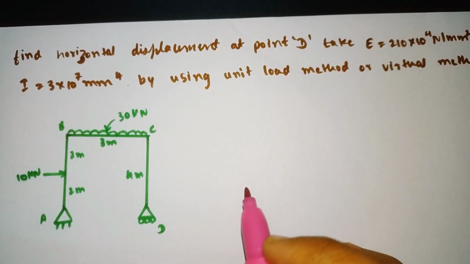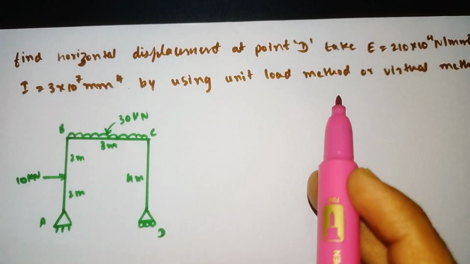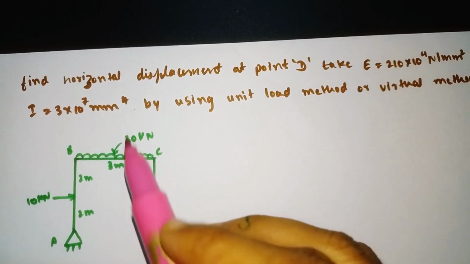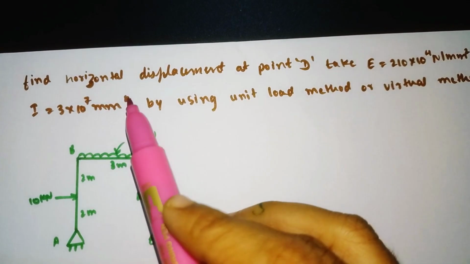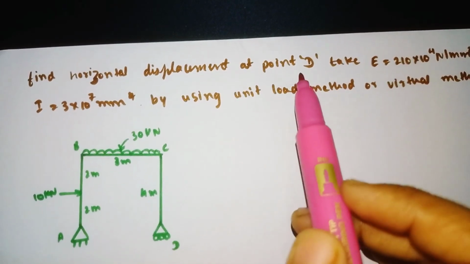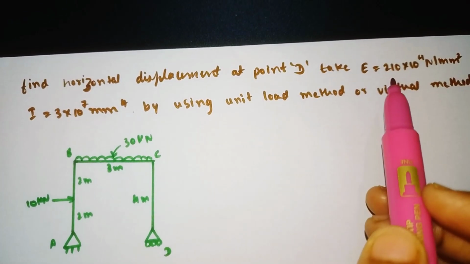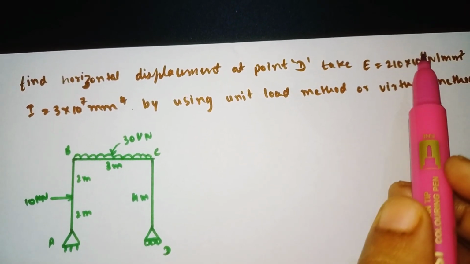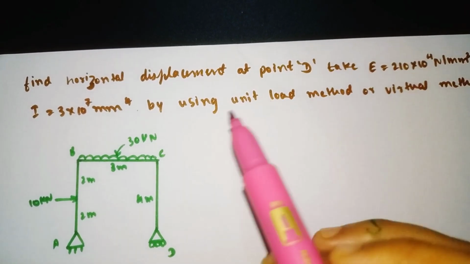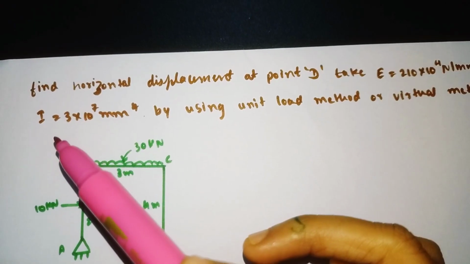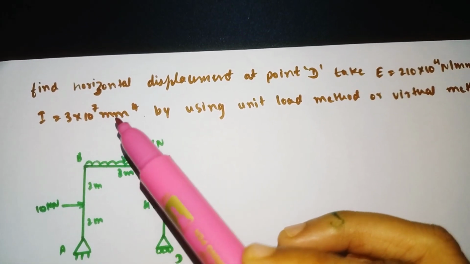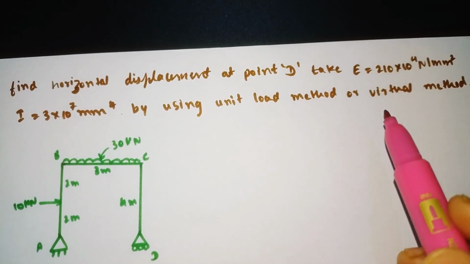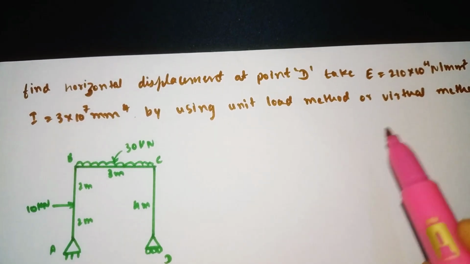So in the last video we have seen some basics of the unit load method. Today we will see a problem on this. The given problem is to find the horizontal displacement at point D. Take E, Young's modulus, as 210 into 10 to the power of 4 Newton per mm square, and I, the moment of inertia, as 3 into 10 to the power of 7 mm to the power 4. We will use the unit load method, also called the virtual work method.